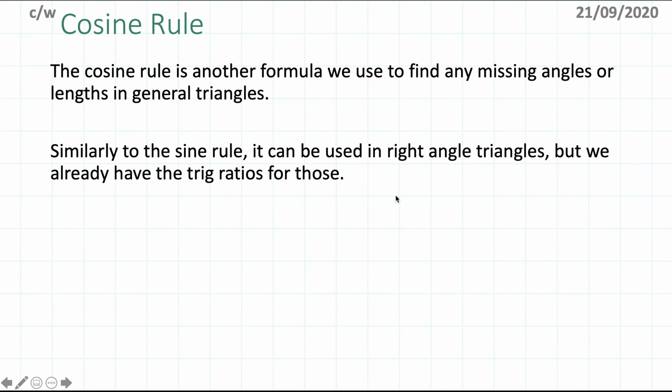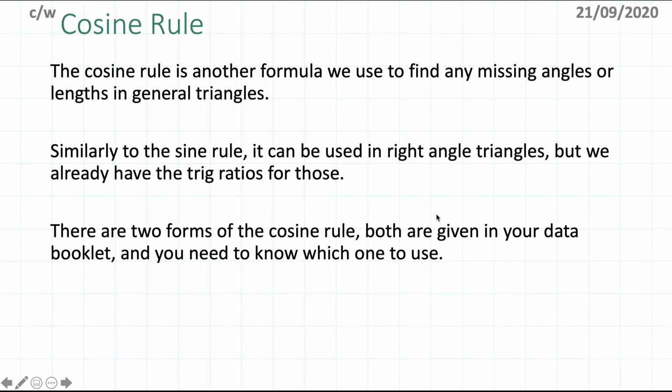And we can still use it for right angle triangles just like the sine rule, but we already have the trig ratios for the right angle triangles. Now, there are two forms of the cosine rule, just like the sine rule, but for the cosine rule, it matters which form you use depending on what you need to find. For the sine rule, it's a bit more flexible. So I'm going to explain each one. There is a more detailed video on the cosine rule that you could watch with more worked examples in there if you need to. So this only has two examples and brief explanation.